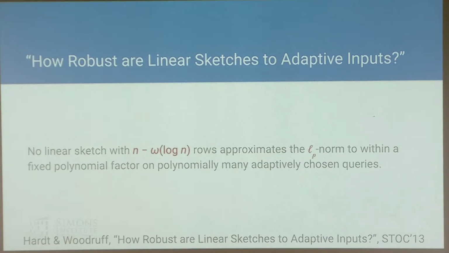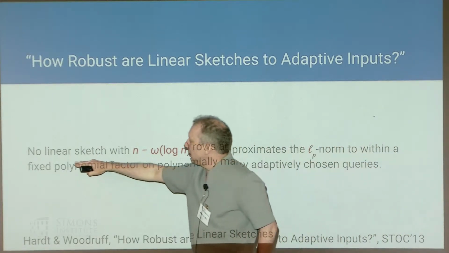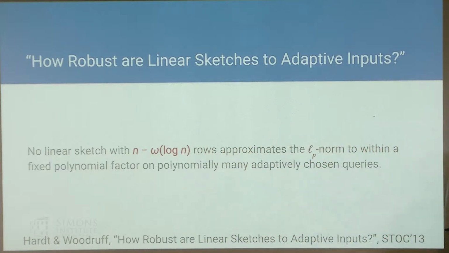What they demonstrated in that paper, how robust are linear sketches to adaptive inputs, was a strong negative result to the hope that linear sketches can be robust under inputs that are adaptive to their output. Unfortunately, I don't have time to sketch their solution, but it is beautiful. It basically leverages the insight that each time we interact with the linear sketch, we learn something about the projected space.